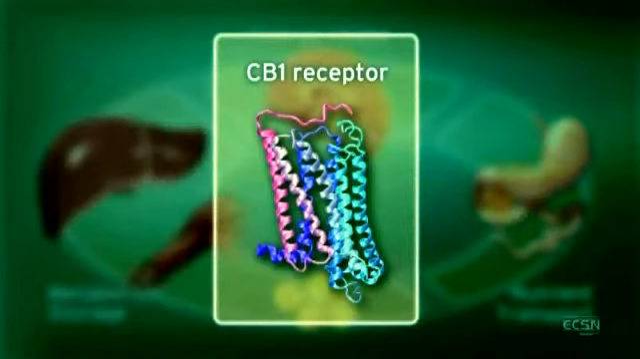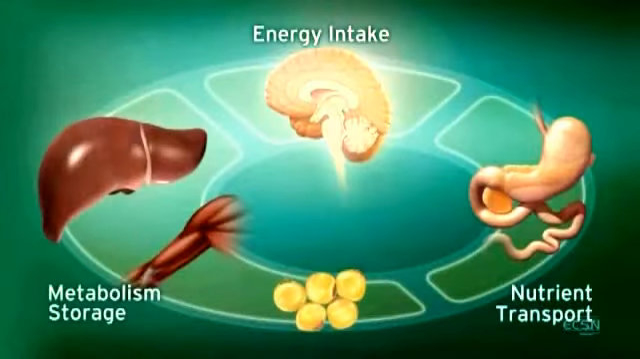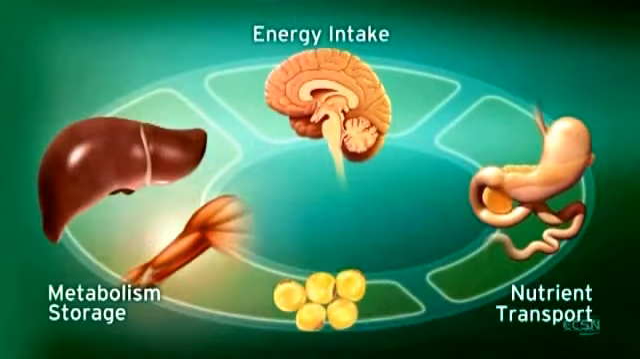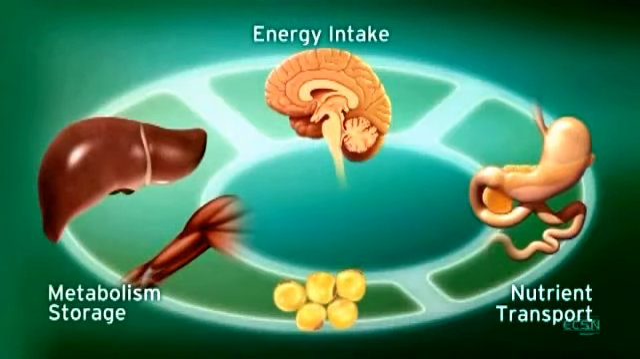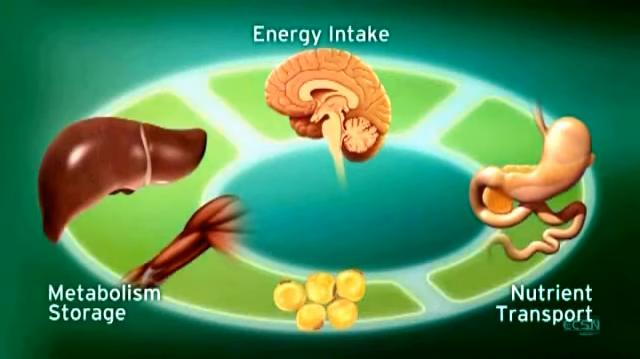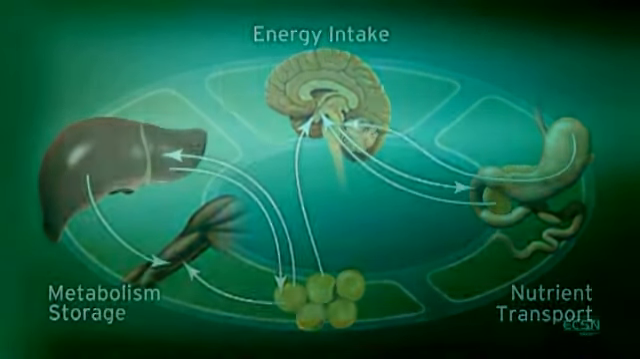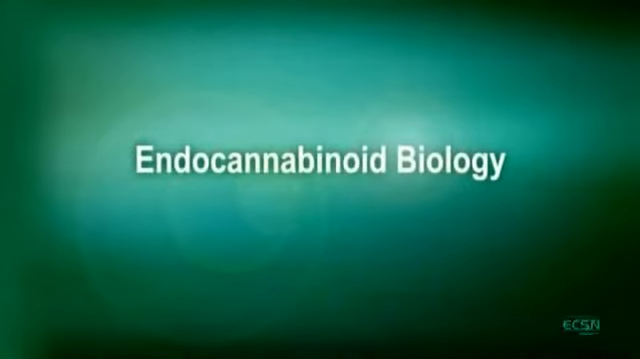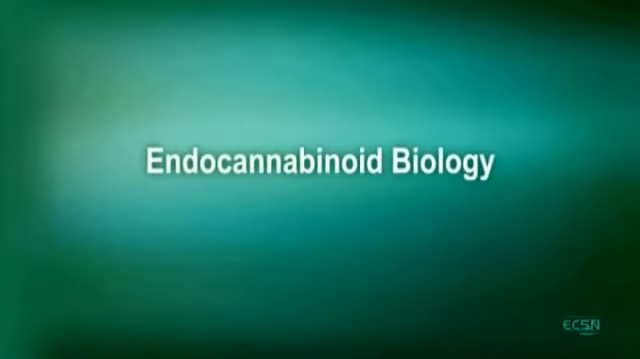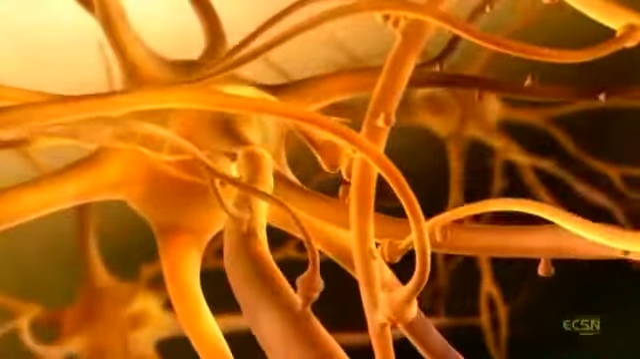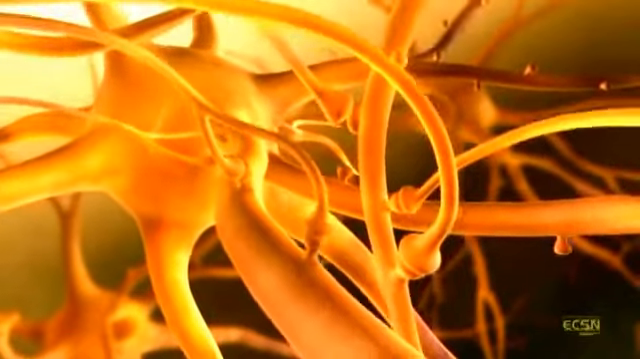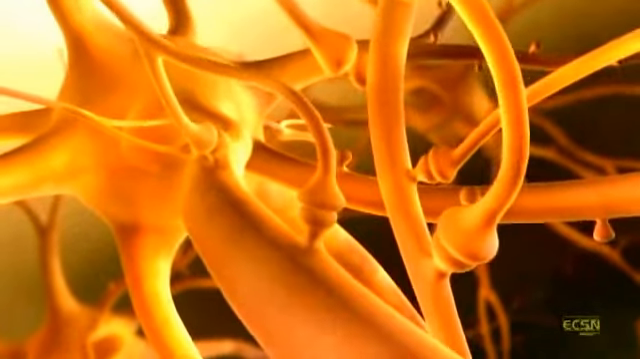CB1 receptors are located in the brain, digestive tract, muscle, and adipose tissue. Integration of these central and peripheral ECS components is achieved through neuronal and hormonal signaling. Within the brain, CB1 receptors are among the most abundant G-protein-coupled receptors.